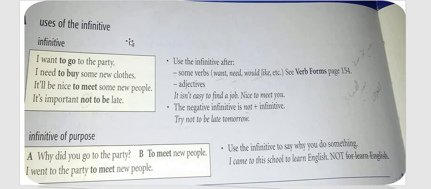For example, I want to go to the party. I need to buy some new clothes. I will buy them. It will be nice to meet some new people. It's important not to be late. Use the infinitive after. نستخدم المصدر بعد هذه الأفعال. Look here, want. هذا الفعل want. بعده go. فصل بينهم بتو. Need buy بينهم to. Here we have also be need to.